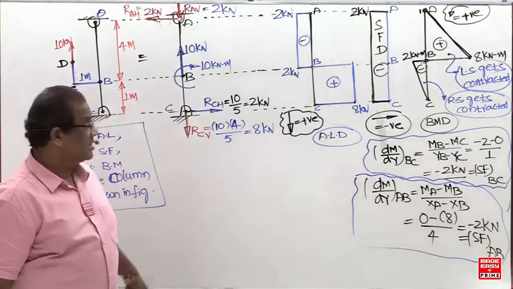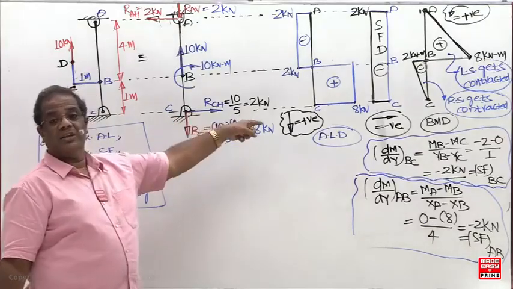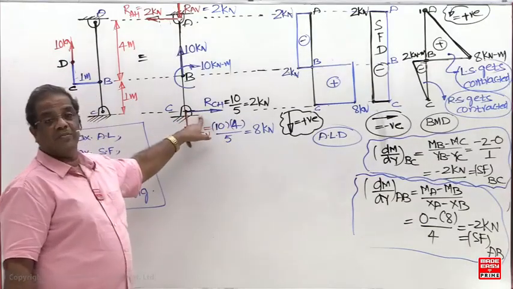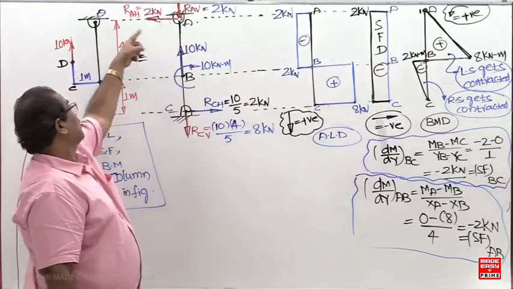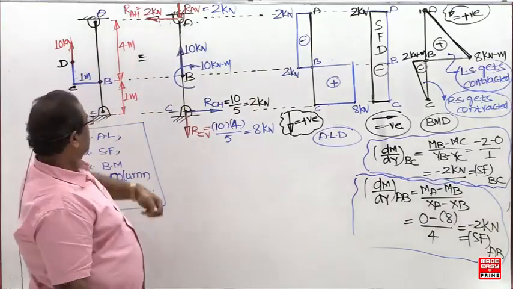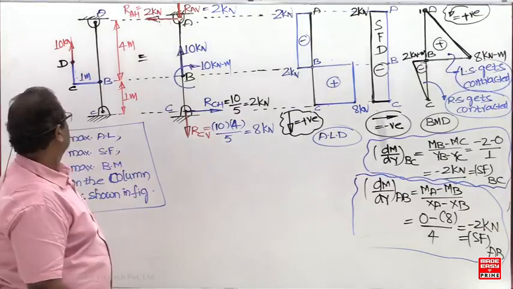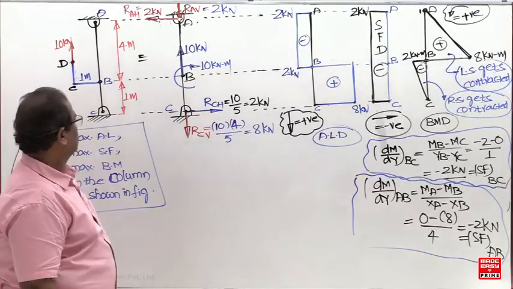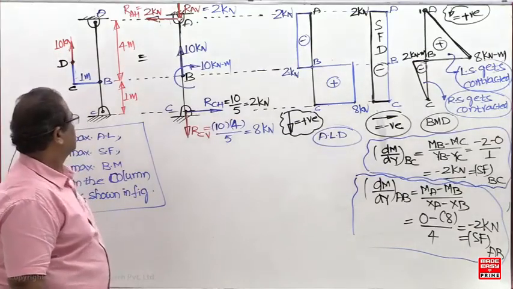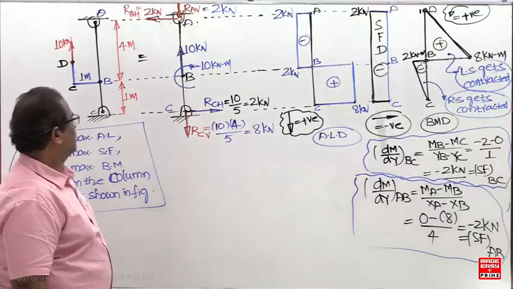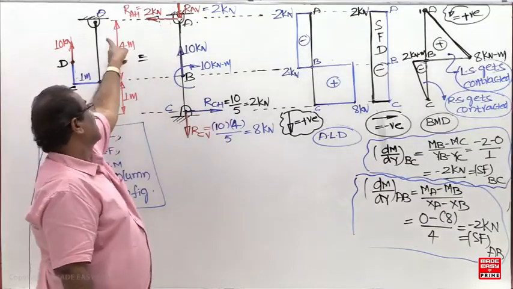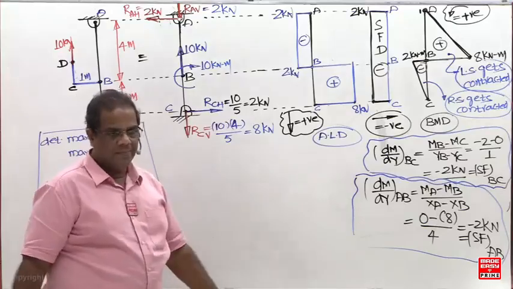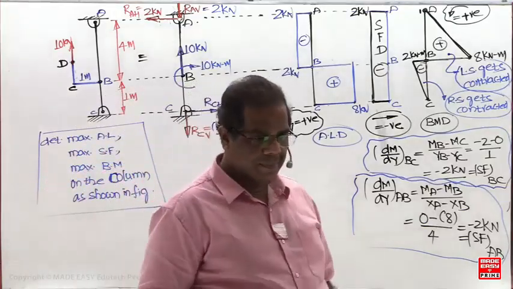Whenever you are indicating the reactions, the direction is required. What should I write for RCH? 2.5 towards right side. REH is what? 2.5, sir. RCH is what now? RCH is 2 towards right side. REH is 2 towards left side.